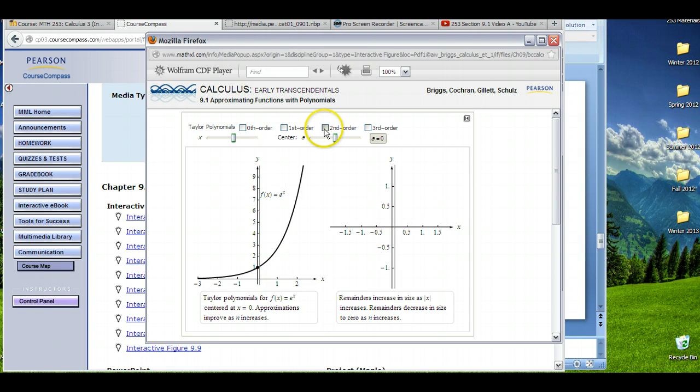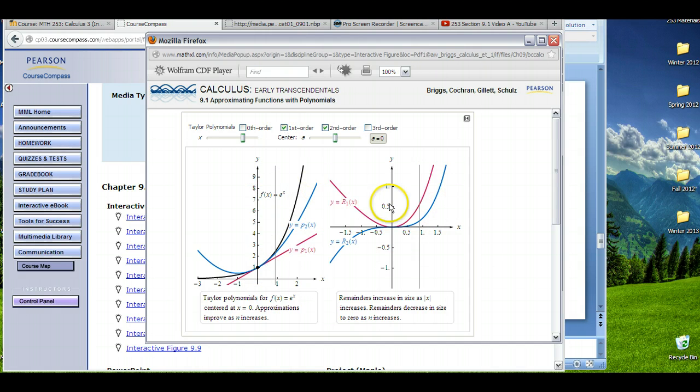Let's look at the second order. Okay, so this is, first of all, a better approximation because now we're matching in terms of concavity as well, right? And notice that the remainder, of course, still increases as x gets further away from the center, but it's not growing as much, right? If we compare the first order and second order, the remainder grows much more quickly for the first order than it does for the second order because, of course, the second order is a better approximation, right?